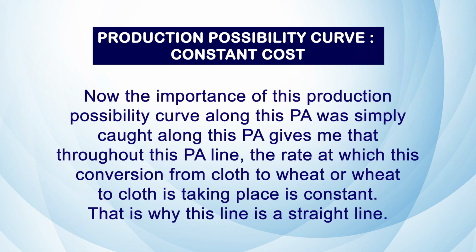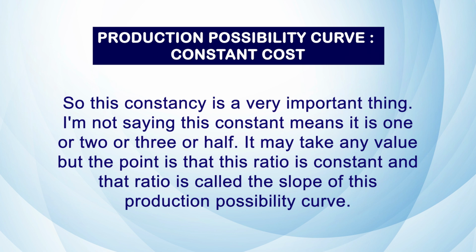Now the importance of this production possibility curve along this PA line is that throughout this line, the rate at which the conversion from cloth to wheat or wheat to cloth is taking place is constant. That is why this line is a straight line. So this constancy is a very important thing. I am not saying this constant means it is 1 or 2 or 3 or half. It may take any value, but the point is that the ratio is constant, and that ratio is called the slope of this production possibility curve.